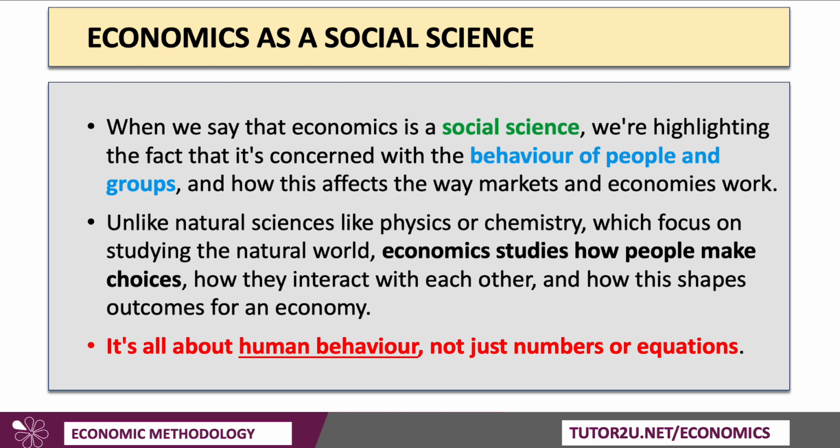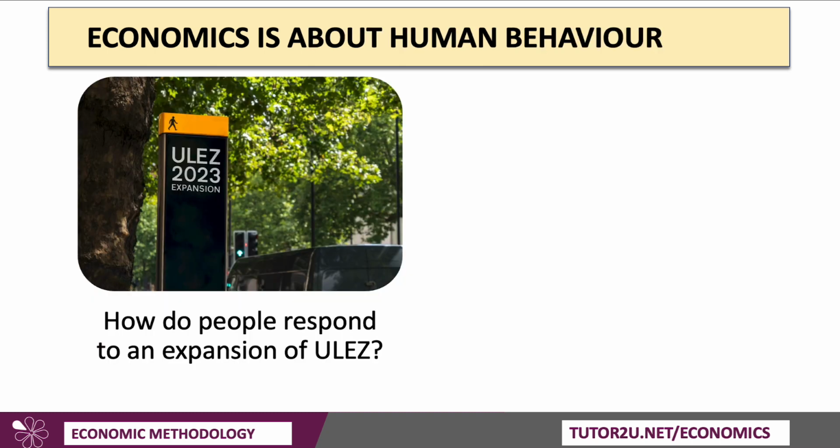Now, in contrast with natural sciences such as physics and chemistry, economics basically studies how people make choices, how they engage and interact with each other. Often their behaviour is interdependent, and then how this shapes outcomes. So economics is about human behaviour. It's not just, hopefully, numbers or equations.